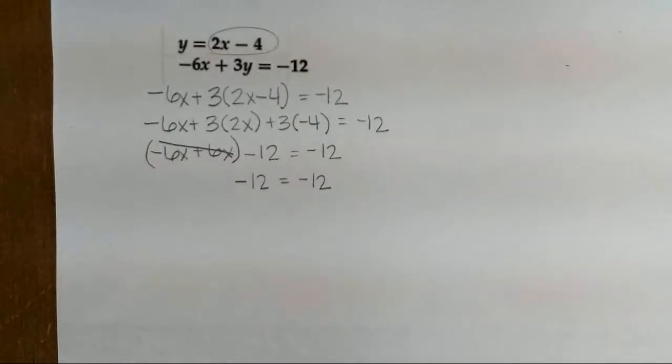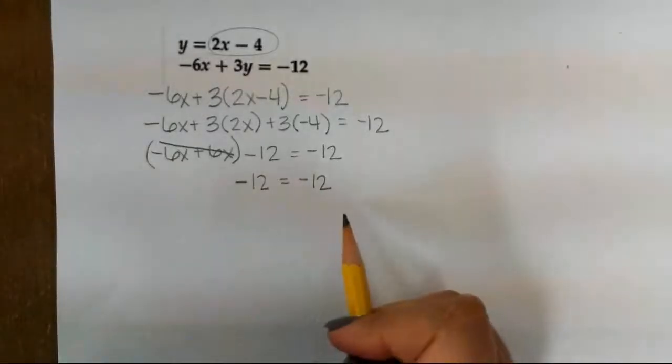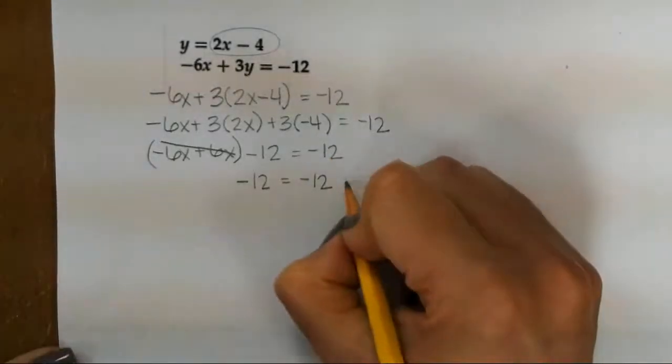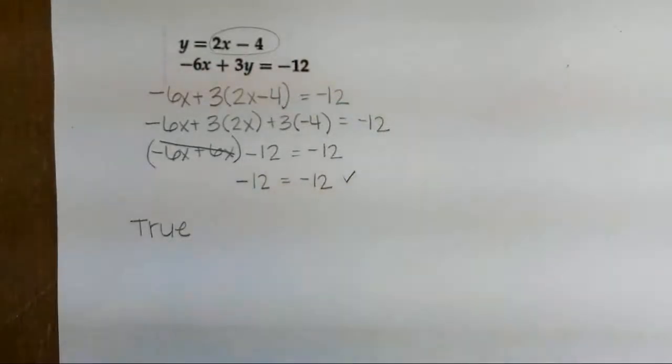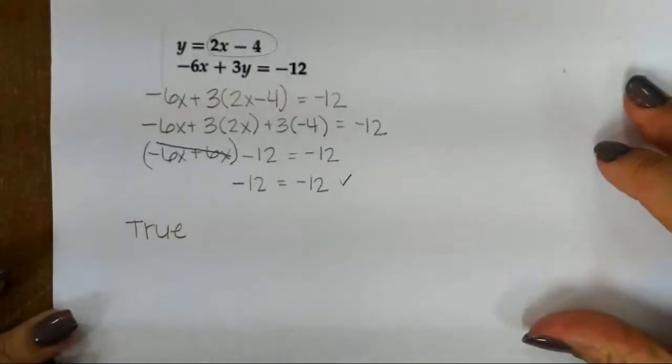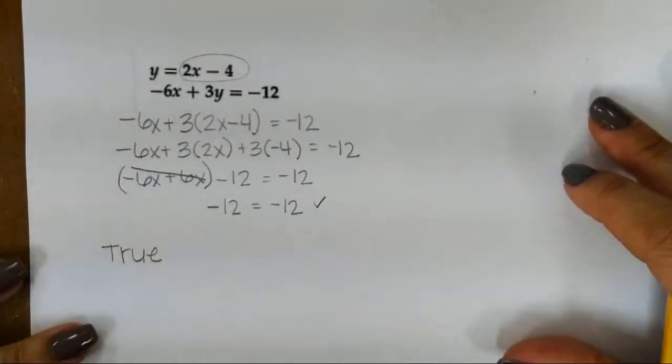Now, what's hugely important is you want to ask yourself, is this a true statement? Does negative 12 equal negative 12? And it does. This is a true statement. So when you have a true statement, that means that you're going to have an infinite number of solutions. Again, this is one of my weird ways of remembering this, and I don't know if it makes sense to anybody else, but in my own head, it does kind of make sense.